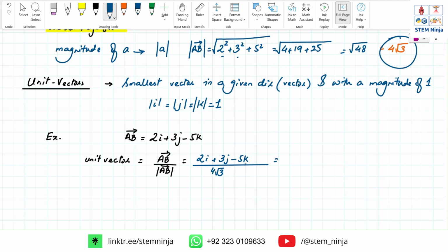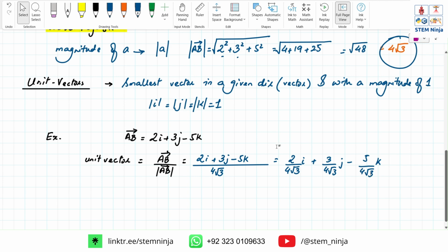Now how this division works is all the components, all the coefficients will be divided. So 2 over 4 root 3 i plus 3 over 4 root 3 j minus 5 over 4 root 3 k. Now this is not the simplified answer because we will need to rationalize these coefficients also, but otherwise this is how it's going to look. And if you take the magnitude of this unit vector, it would be exactly 1.